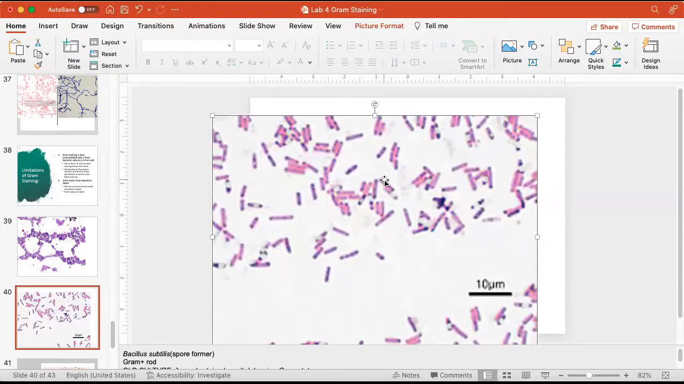Just for interest's sake, this happens to be a Bacillus organism, hence the sporulation. It happens to be Bacillus subtilis. These are smaller rods. We're under the 100x lens here. These are smaller rods than that Bacillus megaterium organism we looked at.